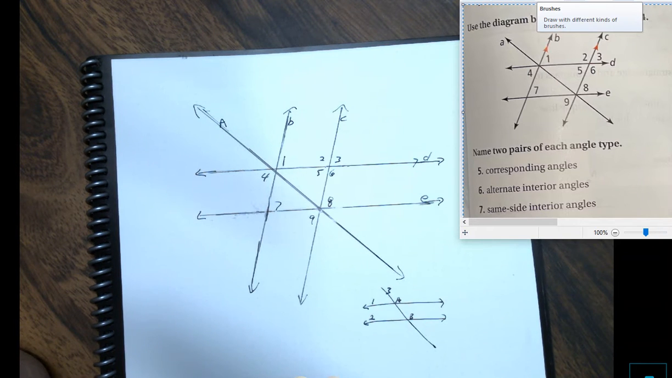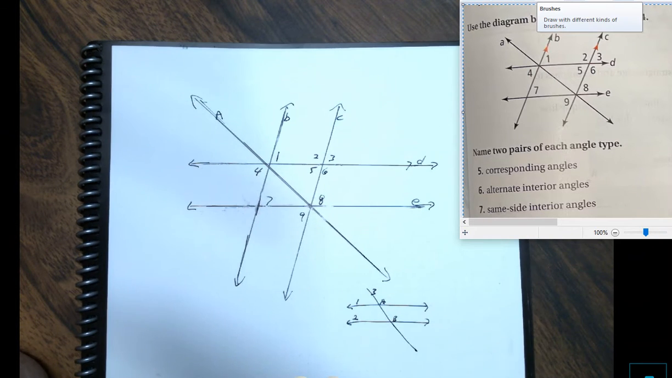Okay, we're going to go ahead and attempt to do this particular question, and we're going to look at what it's asking for and try to deduce it. So here we're given the diagram for exercise 5 and 14, and we're also provided the question initially of naming two pairs of each angle type. So the first question is corresponding angles.